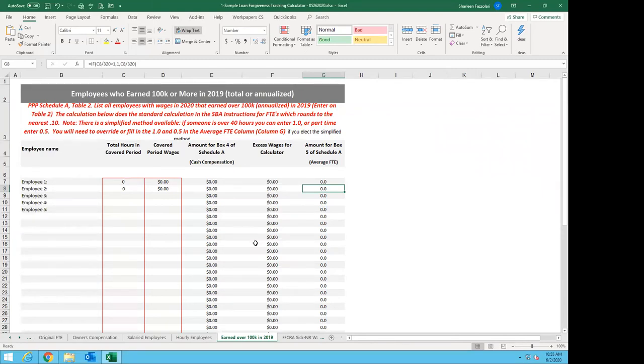So you want to go through and list each employee's name on whichever tab they correspond to and fill in their information. With the ones over the 100,000 in annualized wages in 2019, you just put in their covered hours in the period and covered wages in the period, and it'll calculate their full-time equivalents. And on this one, for 100,000 people, there is no wage reduction if somebody had earned 100,000 in 2019 and their wages were reduced during this 8-week period. So if they went from 100,000 in 2019 and then the rate dropped to 75,000 over this 8-week period, you do not get a wage reduction for that employee.